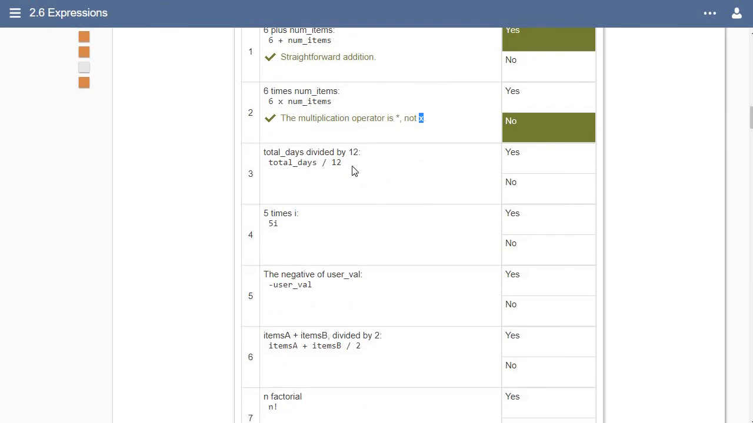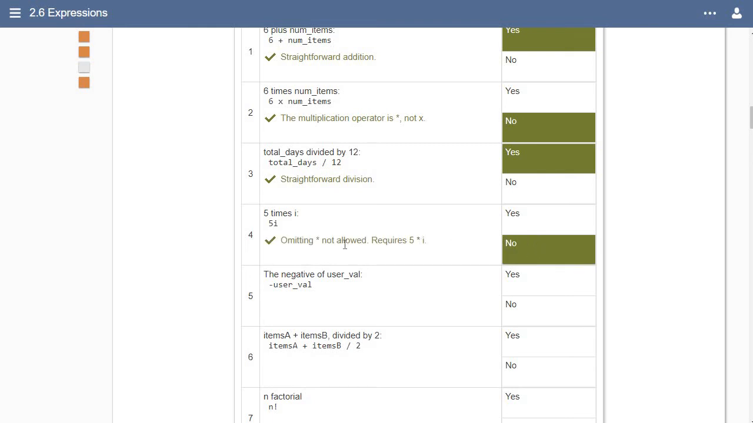Total days divided by 12. Is that legitimate? Yes, it is. Straightforward division. 5 times I. Is that going to work? Again, in high school, when we did 5i, that would work. But here, we would have to have 5 star or asterisk I, because that's the multiplication sign. Omitting the asterisk is not allowed. It has to be like this, 5 times I.